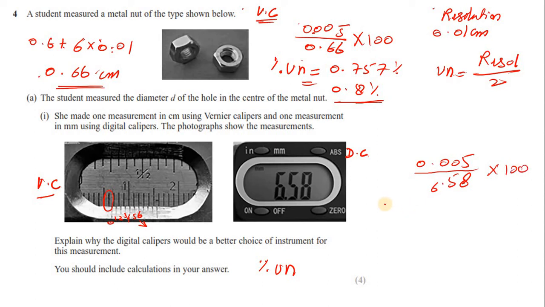So 0.075, and you can round it off to 0.08%. Clearly it is less. So that's why the digital caliper is better than the Vernier caliper. You can write this statement: the percentage uncertainty of the digital caliper is less than the percentage uncertainty of the Vernier caliper. That's why it is better.